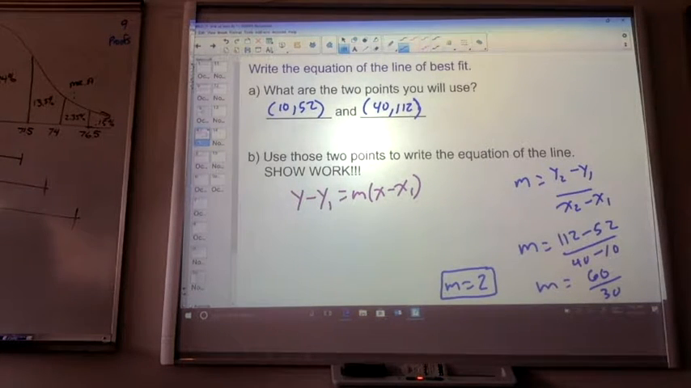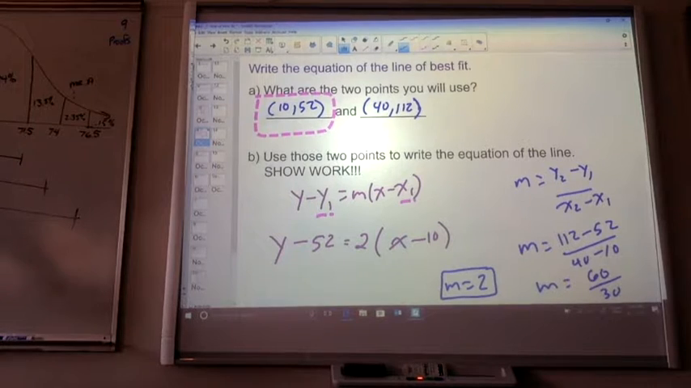All right, so we need to figure out what points to use. So I think this might be an okay value to plug in here and here. What do you think? So I have y minus y1, which is y minus 52, equals 2, that's our slope, times x minus 10. Use those 2 points to write an equation of the line. Show your work. That right there is our equation of the line.